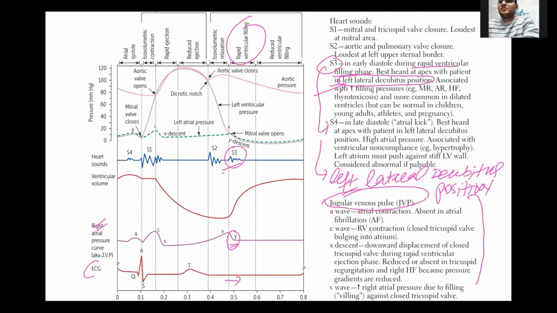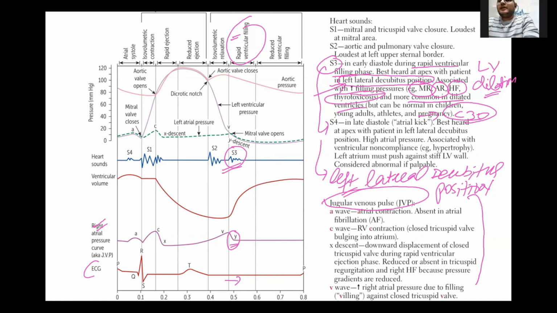Okay, so S3 is produced in the rapid ventricular filling phase. It is associated with increased filling pressure, like any condition that causes left ventricular dilation. Remember my words, left ventricular dilation causes S3. What are the conditions that cause this dilation? Mitral regurgitation, aortic regurgitation, heart failure, thyrotoxicosis. It is more common in a dilated ventricle. And S3 is normal in young adults. But what is the important age? Less than 30. S3 is normal below 30, normal in young athletes, normal in pregnancy. Okay, so this is very important.